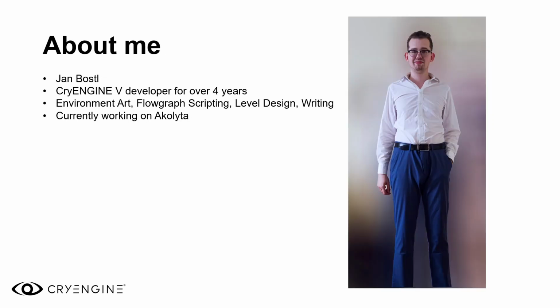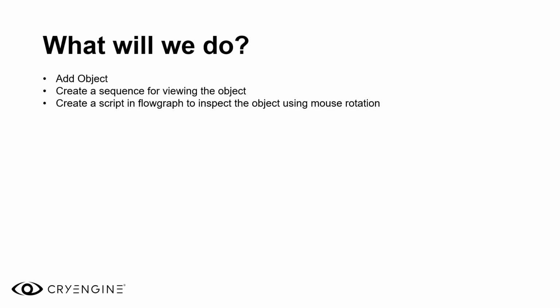A little information about me. My name is Jan Bustel. CryEngine developer for over 4 years. And I've been doing environment art, flow graph scripting, level design, and writing, as well as managing my own team. And we're currently working on a game called Colita. Everything in CryEngine, of course.